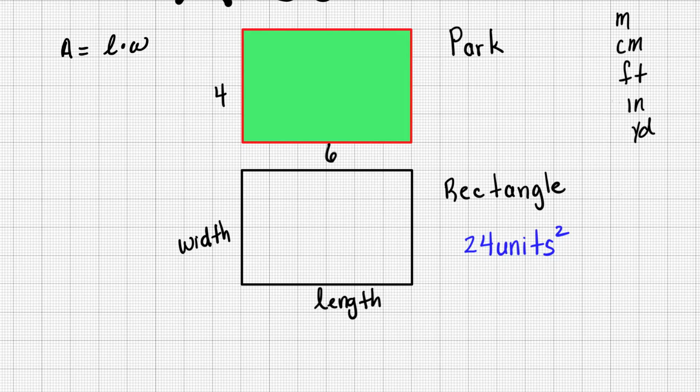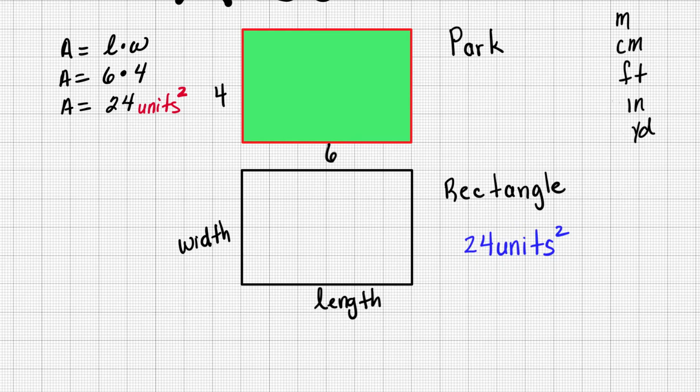Then we're going to substitute the length. The length is 6 times the width. The width is 4. And if you multiply 6 times 4, that will give you 24. Once again, they didn't give us the units, so we're just going to say units. And notice we're going to use the 2 for square. Unit square, why? Because we are talking about squares inside a figure.